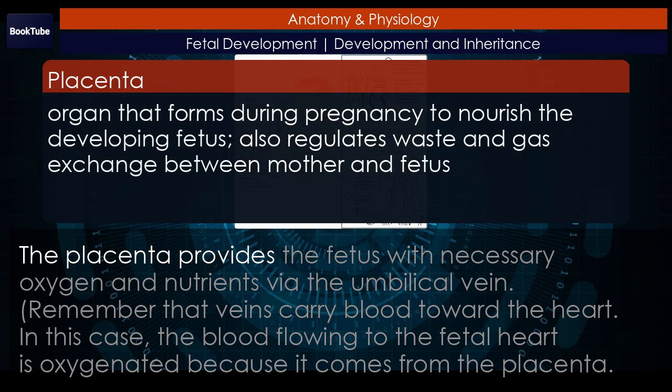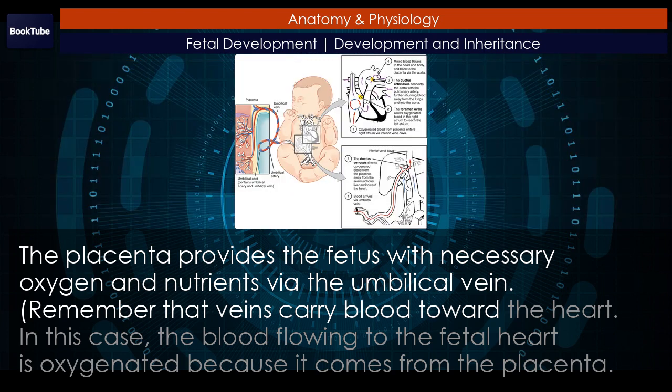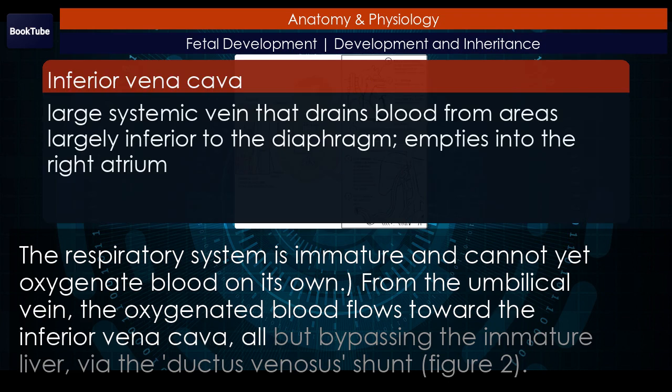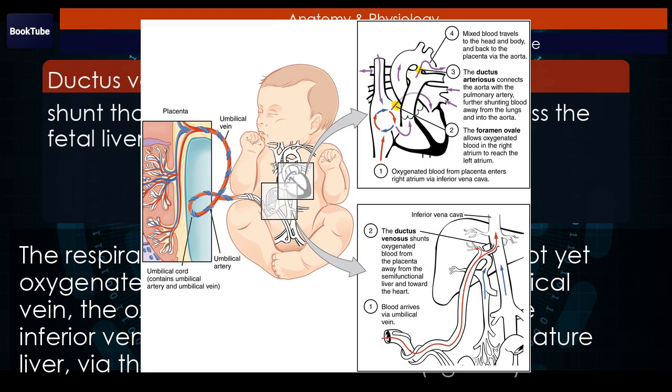The placenta provides the fetus with necessary oxygen and nutrients via the umbilical vein. Remember that veins carry blood toward the heart. In this case, the blood flowing to the fetal heart is oxygenated because it comes from the placenta. The respiratory system is immature and cannot yet oxygenate blood on its own. From the umbilical vein, the oxygenated blood flows toward the inferior vena cava, all but bypassing the immature liver, via the ductus venosus shunt. Figure 2.